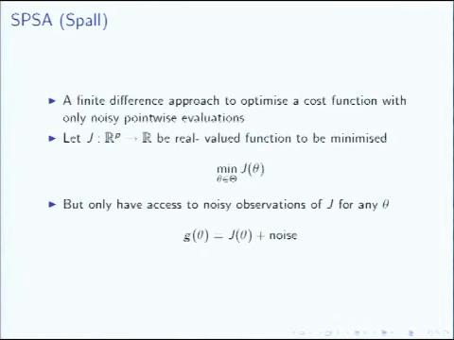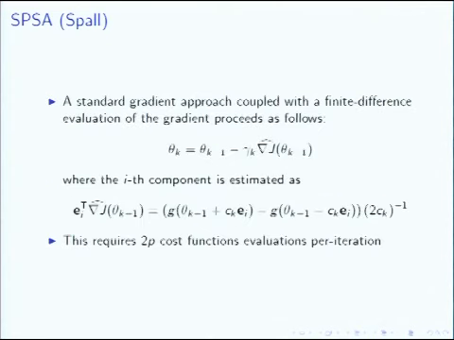So what we're going to do is a much simpler method: we're going to use a finite difference approach, essentially. In a finite difference approach, you've got a real valued function J(theta) you want to minimize, over some space, maybe R^p. But all you have access to are noisy observations of J for any theta. So you have G(theta) equals J plus noise. So what do you do?